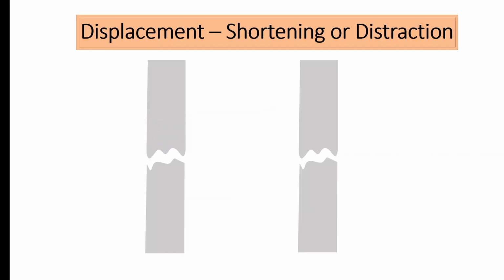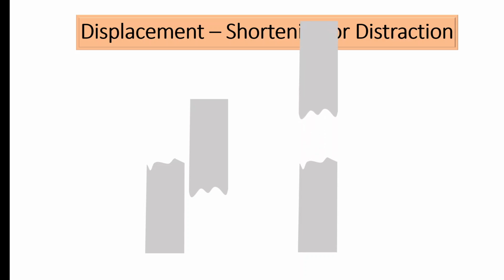Now, second is the change in length. So, it could be a shortening. Shortening is when the two fragments overlap with each other, or it could be a distraction of the fracture fragments, when the two fragments go far apart from each other. So, that is the distraction of fracture. So, change in the length could be a shortening or it could be a distraction at the fracture site.